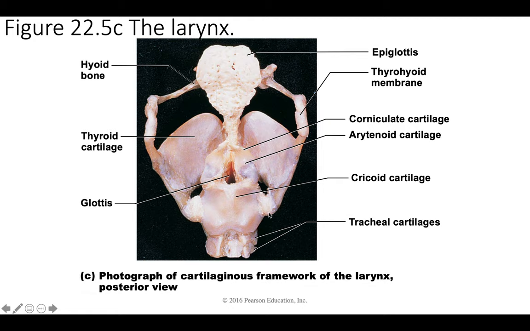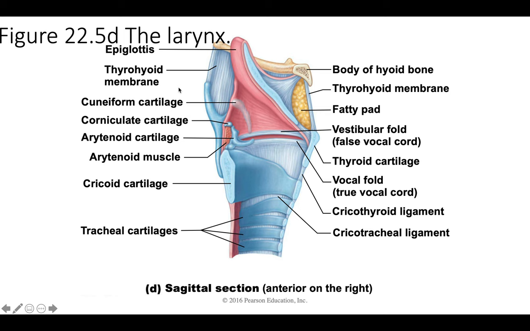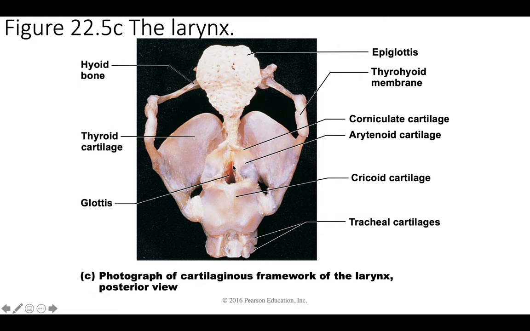So here's a posterior view of the larynx. So you can see over here, this is the hyoid bone. And here's the epiglottis. Here's the glottis over here. These are the corniculate cartilages over here. There's the arytenoid cartilage over here.